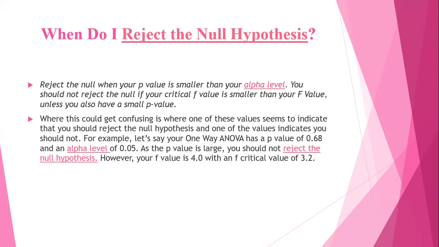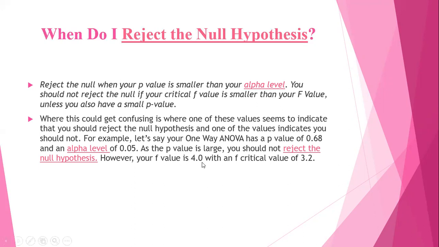I discuss it here. One-way ANOVA has a p-value of 0.68 and an alpha value of 0.05. As the p-value is large, 0.68 is larger than 0.05, you should not reject the null hypothesis. But if your value is 0.004, 0.002, then you reject the null hypothesis.